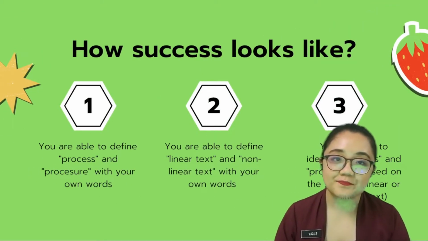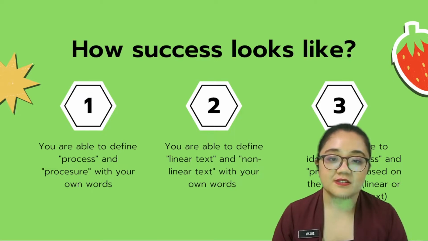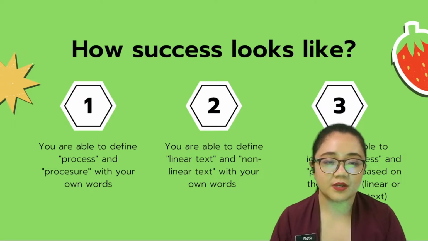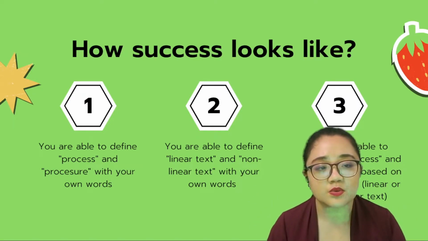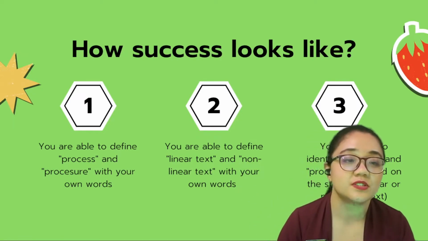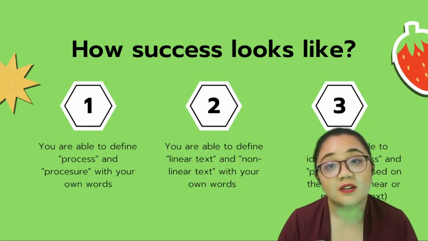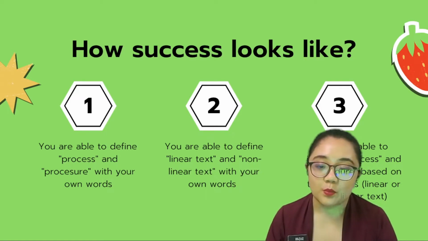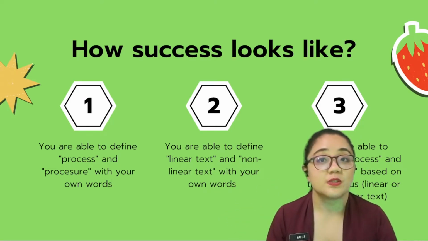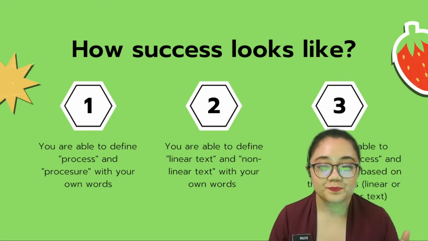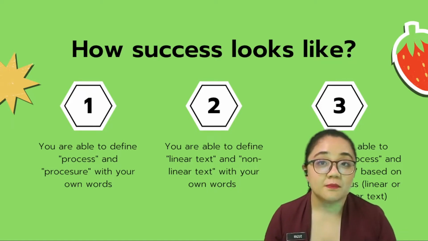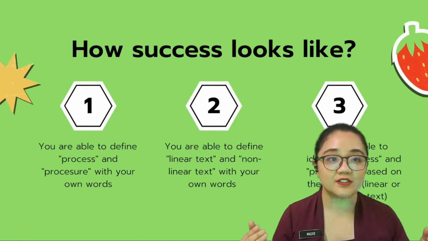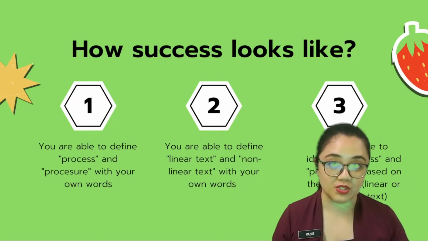So for the students, what does success look like? Okay, I have to rephrase that. What does success look like, and how does success look? Once you master this lesson, first of all, you should be able to define what is the word process, what is the word procedure. And you should define it using your own words, not in Malay, not in Chinese, not in Tamil. Your own words, English words.